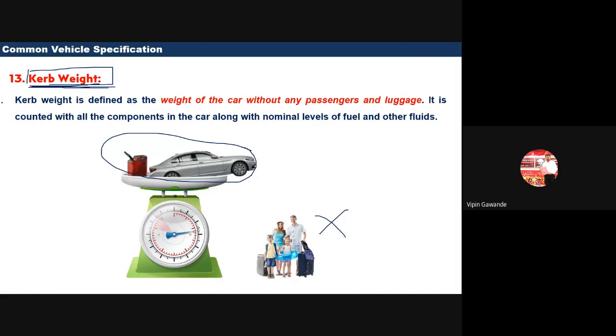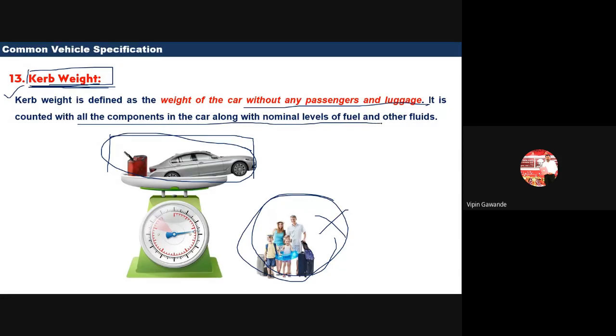We generally don't concentrate on this one. So what is the curb weight? It is the weight of your car without any passenger and luggage. We are not considering the passenger and luggage. We are considering only the car with its components and the nominal level of the fuel. So that is called the curb weight.